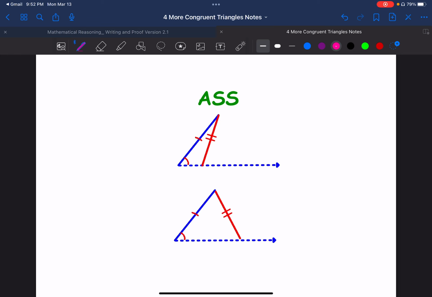The other one that will get you is SSA. Like I've said before, if you are cussing or screaming, it's not a congruence. The reason is, if you look at this, we have this side, and an angle not between them. We can rotate and expand this angle here, and this line segment is going to touch in two places. So it is not a congruence.